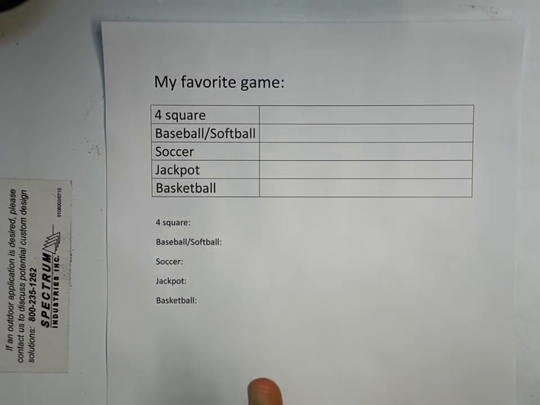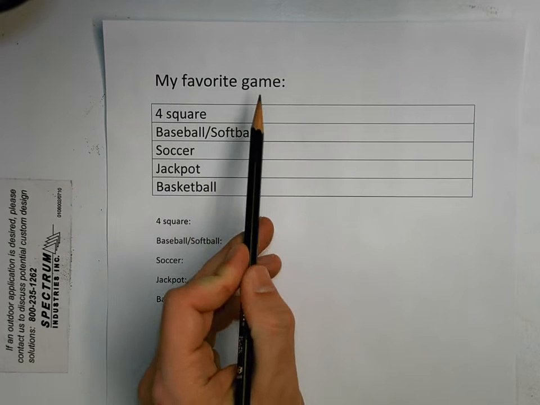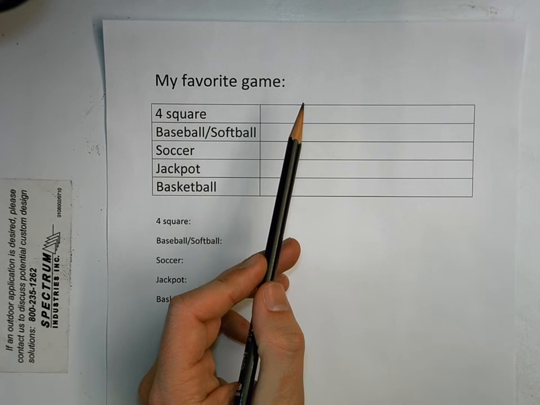Okay. Another way to show numbers is called a picture graph. Like we had our tally chart, now we're going to do something called a picture graph. Now a picture graph, like the name says, uses pictures or shapes to show how many of something there is. Okay? Now for this picture graph, we're going to say my favorite game is.